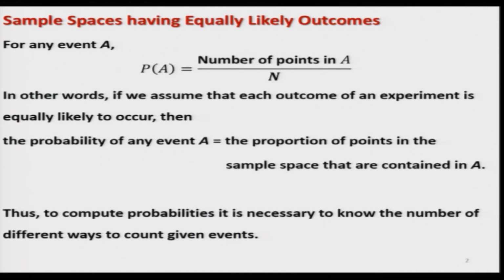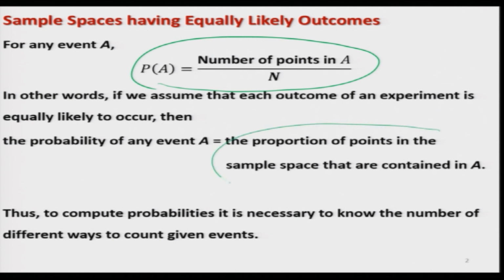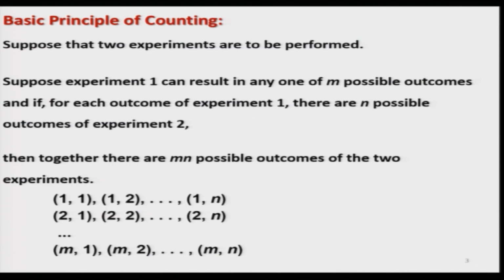Can you recall this slide? This was the last slide of the earlier lecture, where we defined the probability of an event as the number of points in A divided by capital N, and we concluded that this probability is simply the proportion of points in the sample space that are contained in A. Now we need to know how to count such possible ways. Let me take a couple of such concepts one by one and explain them.